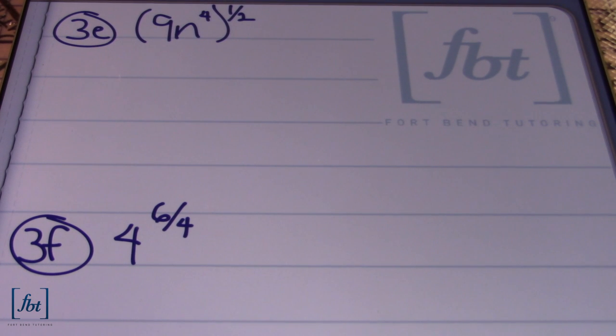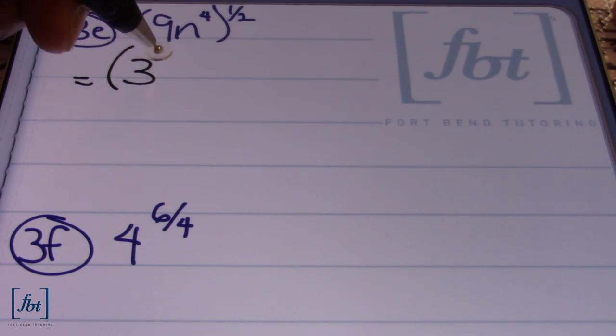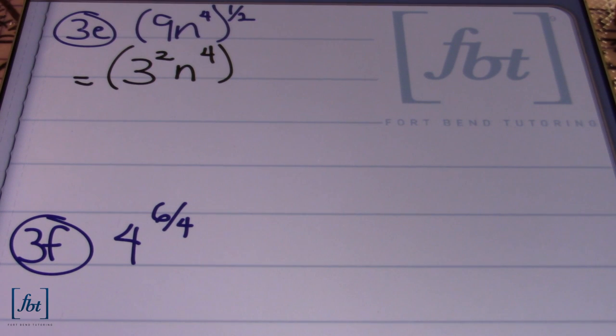With the quantity 9n to the fourth power being raised to the 1/2 power, our driving force here, the engine, is the index. And our index is 2. They're looking for perfect squares. Keeping in mind that our variables are non-negative, that makes this much more stress-free as far as our approach, because we don't have to worry about complex numbers here. So what I will show you is this. I'm going to show that the base 9 can be written as 3 squared.